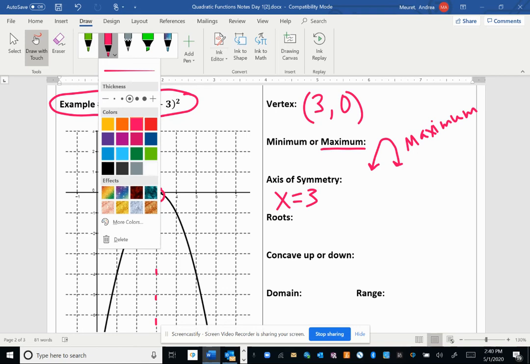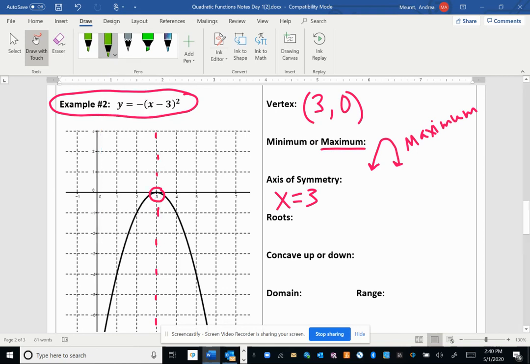This parabola is kind of interesting because it only has one root. Remember, roots are also x-intercepts, and it only touches the x-axis right there at the vertex. So the vertex is also the only root. That's where x is 3 and y is 0. This parabola is concave down because that's where the arrows are pointing that way. And a lot of times the graphs don't show the arrows, but just remember that they are there.